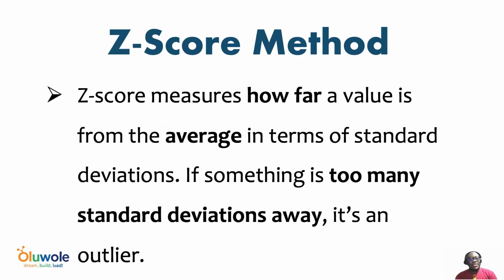All right. So the Z-score method. The Z-score method measures how far a value is from the average in terms of standard deviation. If something is too many standard deviations away, it is what? An outlier. That's what Z-score does. So when you look at your standard deviation and that feature is too far away from the standard deviation, then it's always what?